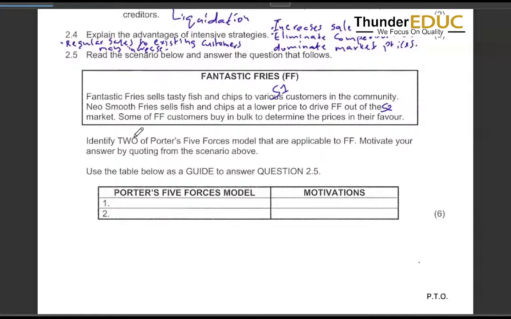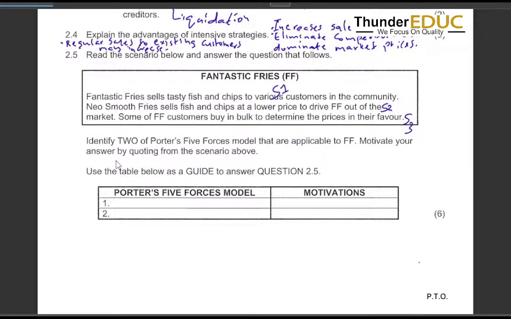So now sentence number 3 says, some of FF customers buy in bulk to determine the prices in their favor. So now this is going to be sentence 3. So now the question says, identify 2 of Porter's 5 forces model that are applicable to FF. Modify your answer by quoting from the scenario above. So now if you refer to sentence 1, we have the power of the buyers and also the second one, sentence 2, shows the power of the competitors.